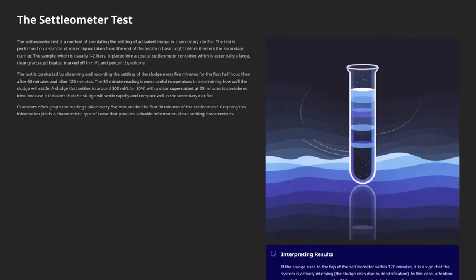Now, interpreting the results is just as important. If you notice the sludge rising to the top of the settleometer within 120 minutes, it's a sign that the system is actively nitrifying, likely due to denitrification. This rising sludge is a good sign that biological processes are functioning properly, but it does mean we need to watch our return-activated sludge pumping rates carefully. Ensuring those rates are high enough prevents sludge from rising in the secondary clarifier, maintaining system stability. This test is a practical, visual way to assess sludge performance and helps us optimize our treatment process effectively.